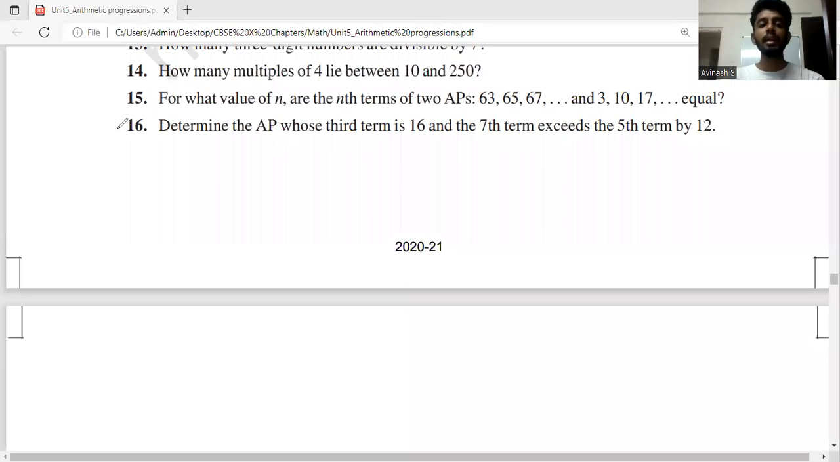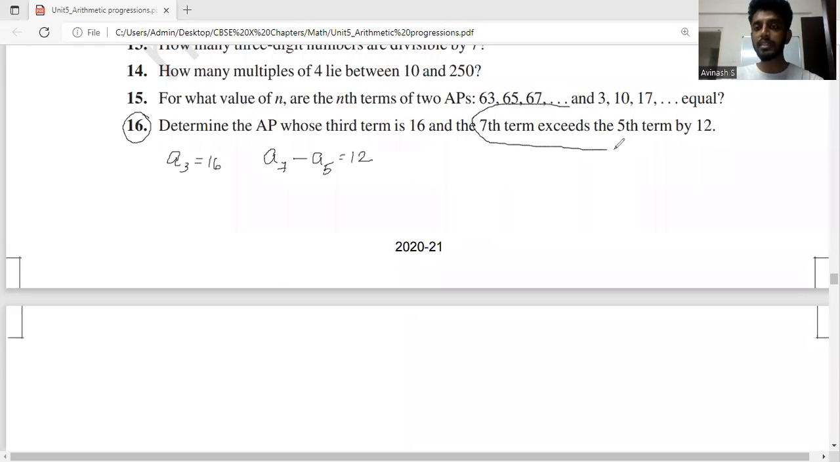Let's learn the 16th problem. We are going to find the AP, which means we have to find the first term and the common difference and therefore generate the AP. They have very clearly given the third term is 16, which means A3 is 16.